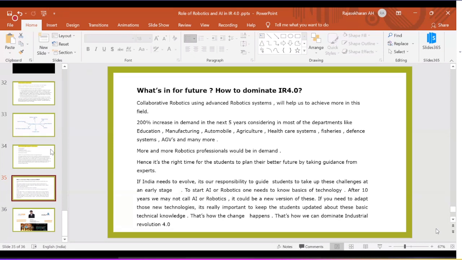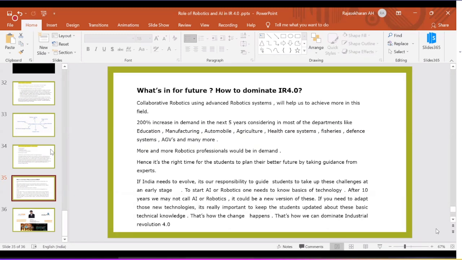And after 10 years, there may not be robotics. It could get some other name. That is how the technology is changing. So to get into that today, we need to teach these basics to the students if they want to be in this place. Also, you can see that in every department, AI or robotics is going to come inside. For example, education, manufacturing, automobile, agriculture, healthcare, everywhere, in every industry, robotics or AI and automation systems will come inside. So definitely the knowledge they are going to get from here would help somewhere in their career, right?